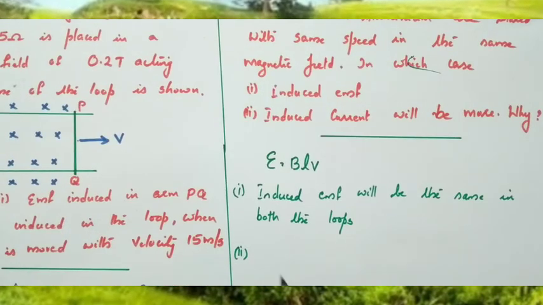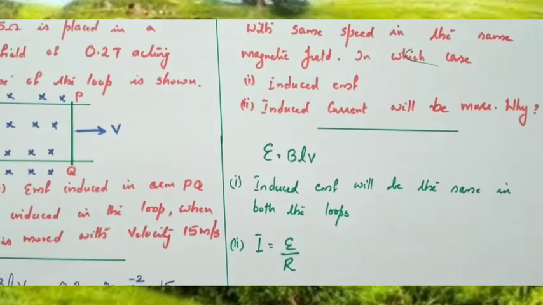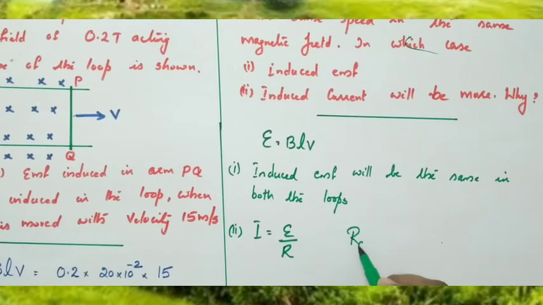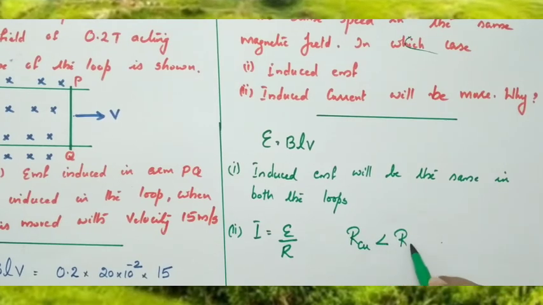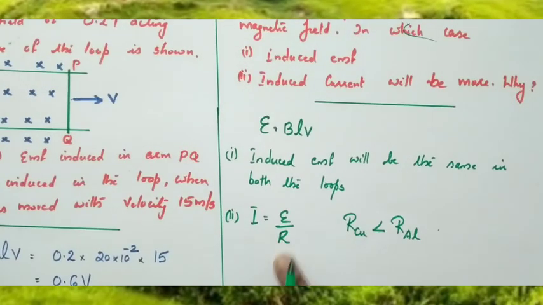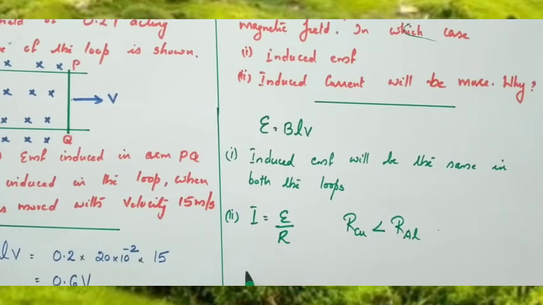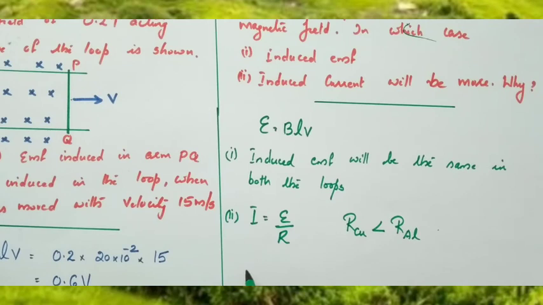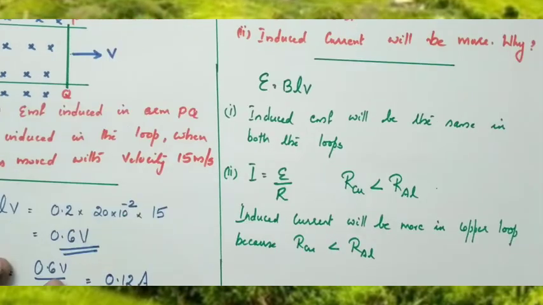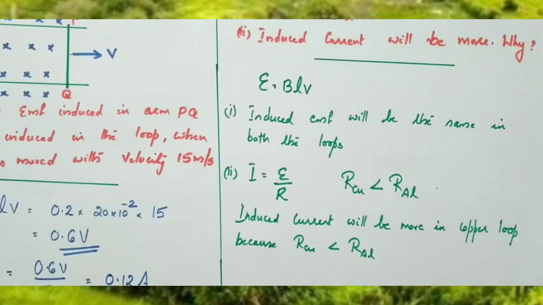Now what about the induced current? Induced current is equal to EMF divided by resistance, so induced current depends on resistance. Which one has lesser resistance? Resistance of copper is less than resistance of aluminium. Since resistance decreases, what happens to current? Current increases. So the induced current will be more in the copper loop, because the resistance of copper is less than the resistance of aluminium.